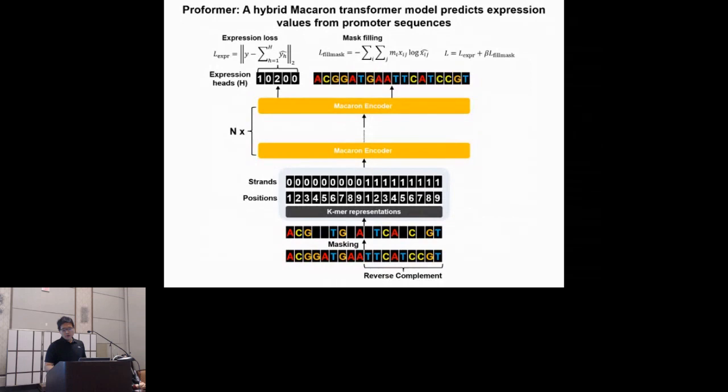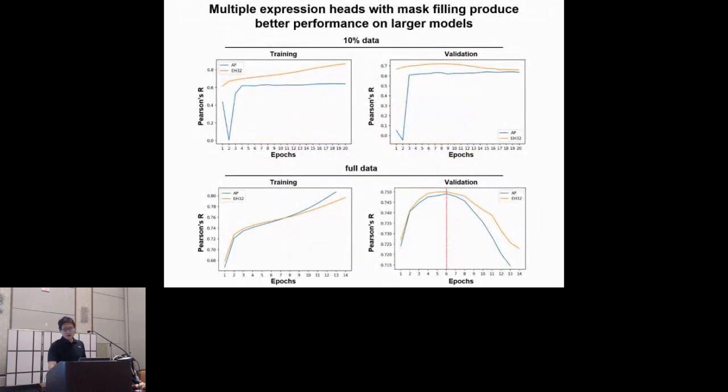We used the multiple expression head design for the final Proformer model. The whole model consists of two losses. One is the loss for the regression task, and the other is the mask filling task, where the model tries to impute the randomly masked nucleotides. We trained the model for the final submission using a dimension size of 512 and a block size of 4 on 95% of the data provided by the organizers and evaluated on the remaining 5%.